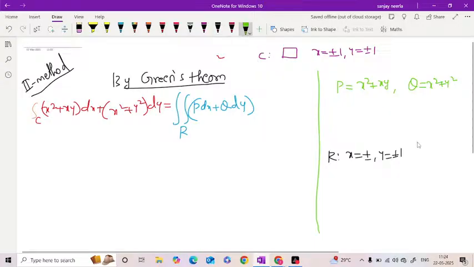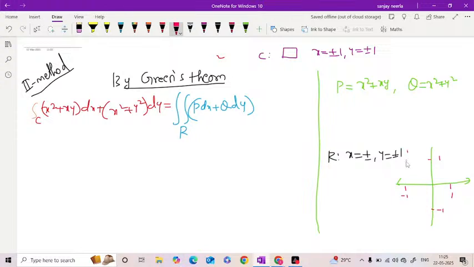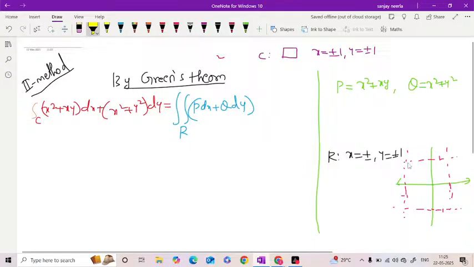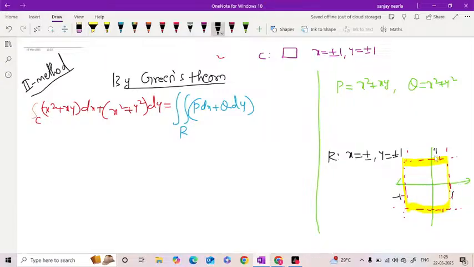Now come to the double integral. In the double integral, this region is a square region. Assume this is minus 1 and plus 1, and 1 and minus 1. First line, second line, third line and fourth line. That means this is our region. The right end is 1, left end is minus 1, top end is plus 1 and bottom end is minus 1.